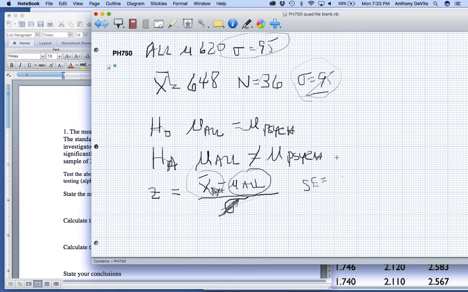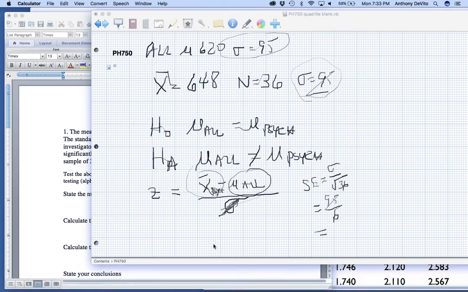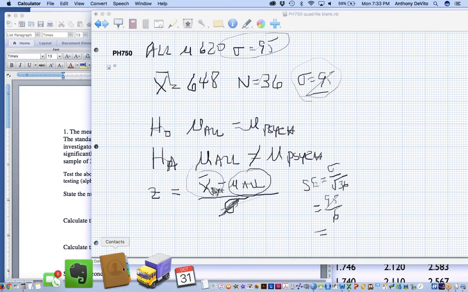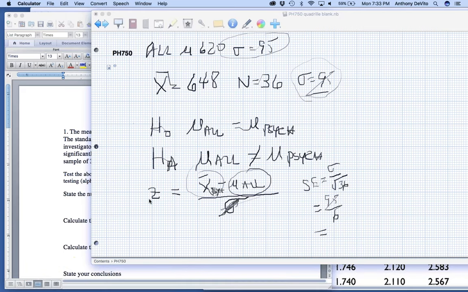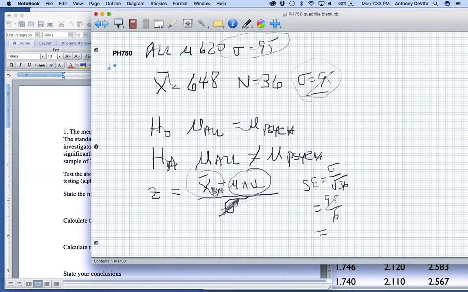And what's the standard error going to be equal to? It's going to be equal to sigma over the square root of the sample size, which was 36. So what is that equal to? It's equal to 95 over 6. And what's that? 15.83. I'm going to call it 15.8 for our purposes for now. So that's equal to 15.8.